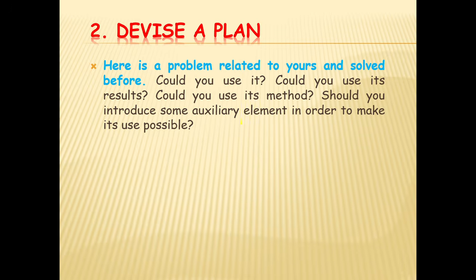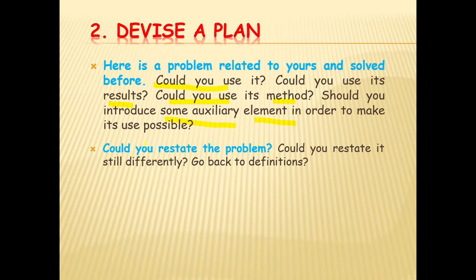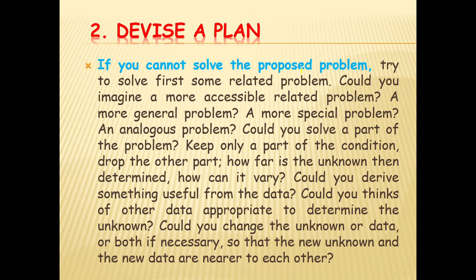And then, is a problem related to yours and solved before? Could you see it? Could you use its results? Could you use its method? And then, should you introduce some auxiliary element in order to make its use possible? Can you restate the problem? Could you restate it still differently and go back to the definitions? And then, if you cannot solve the proposed problem, try to solve first some related problem.